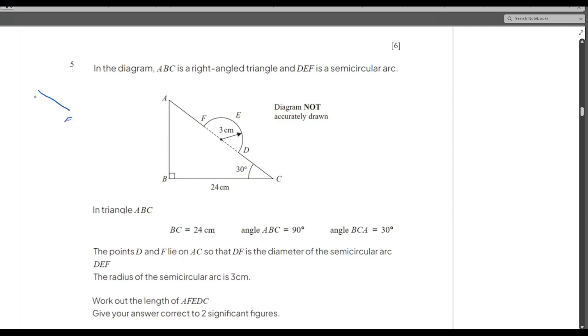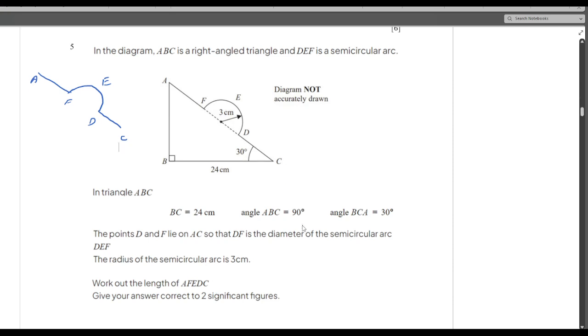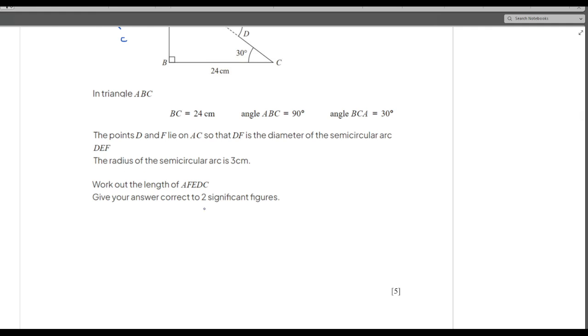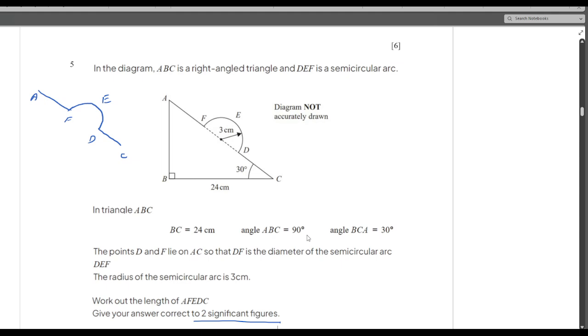Okay, so you have to work out this length: AF like this, then there is a semicircular arc, and here this point is E, this is D, and this is C. So AFEDC, this length we have to work out, and the answer should be correct to two significant figures. Again, very important, keep two significant figures in your mind.